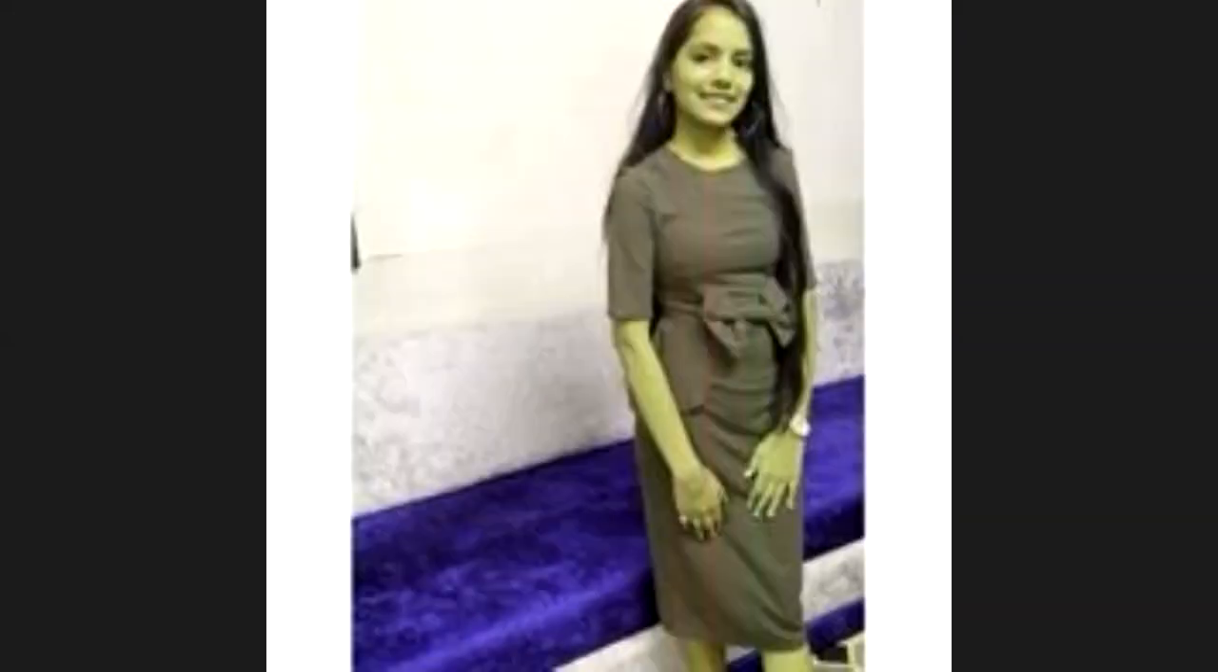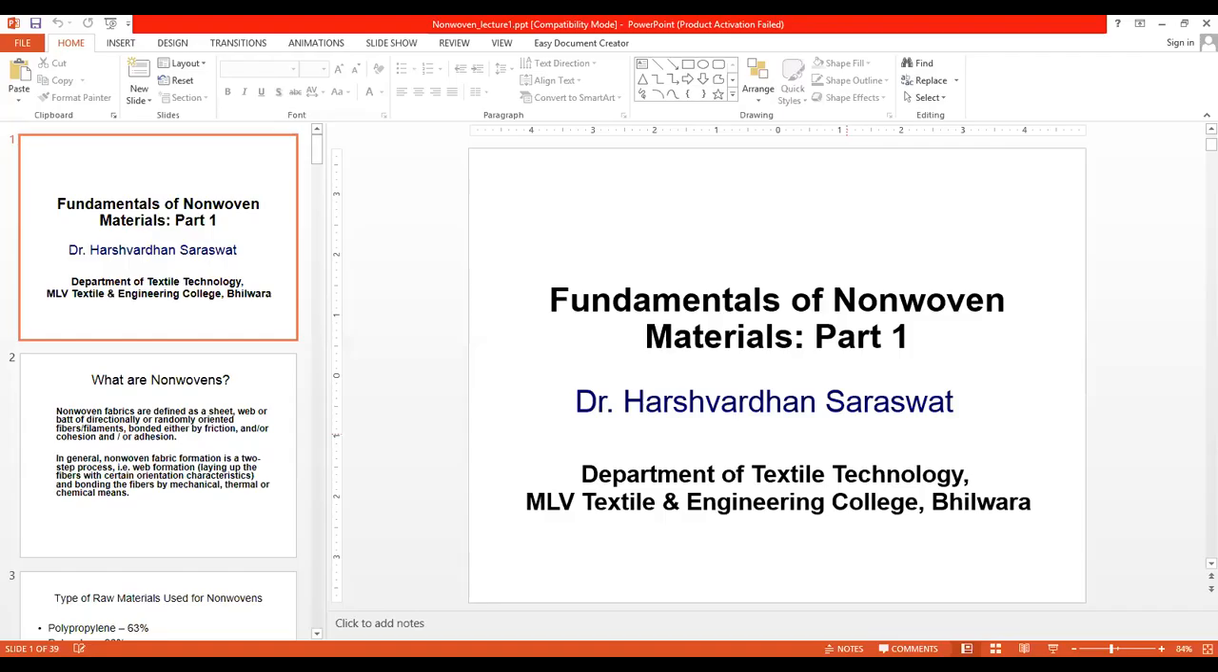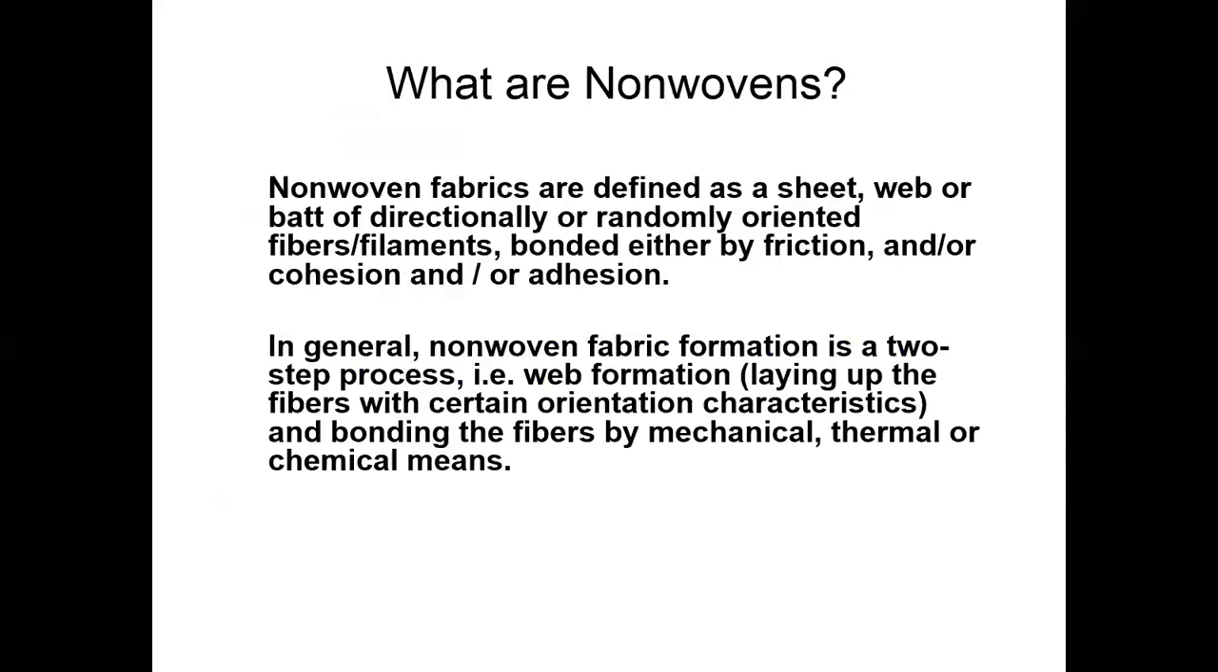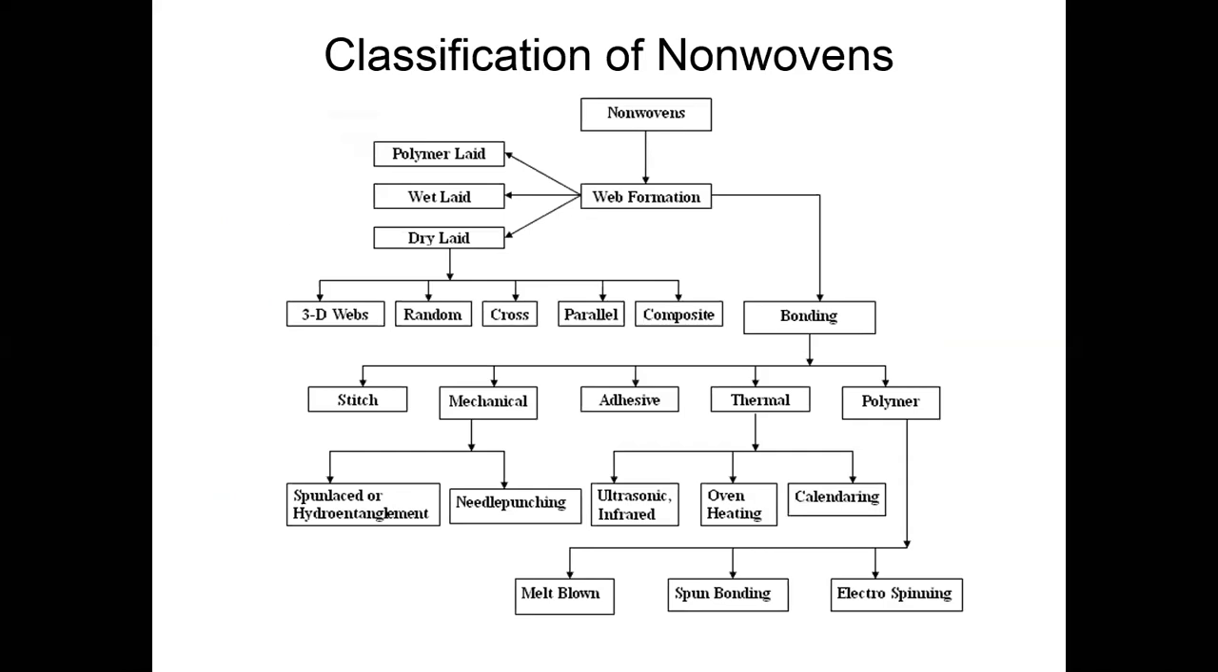So today we will continue with our previous section, which is non-woven fabrics. So we were here. In our previous class, we discussed the classification of non-wovens. And as I told you earlier, the non-woven process is a two-step process. One is web formation and another one is bonding.